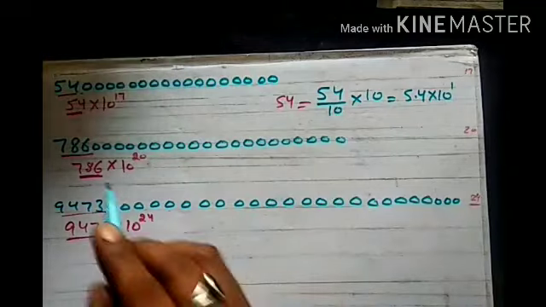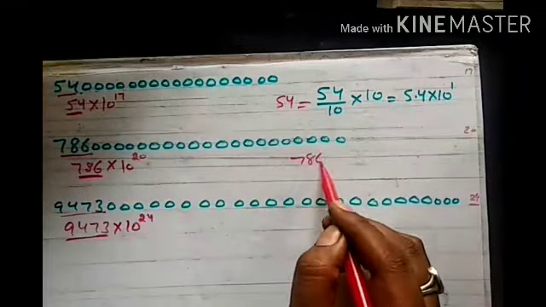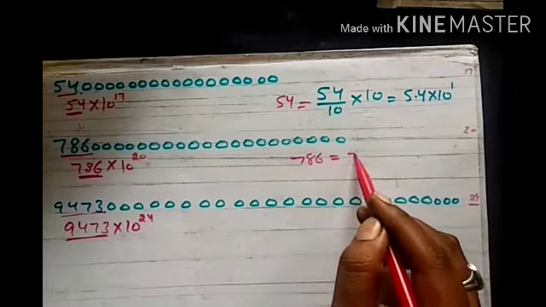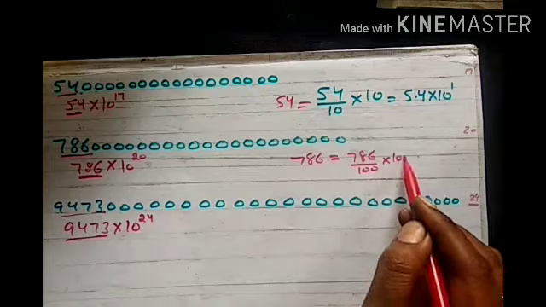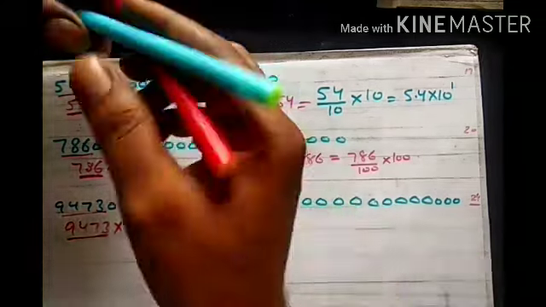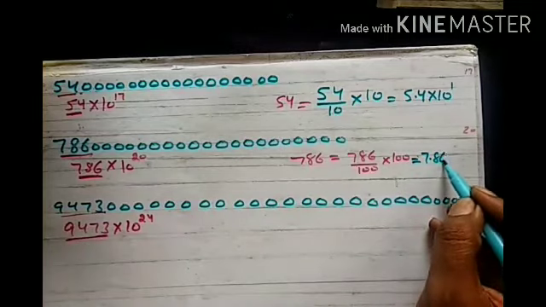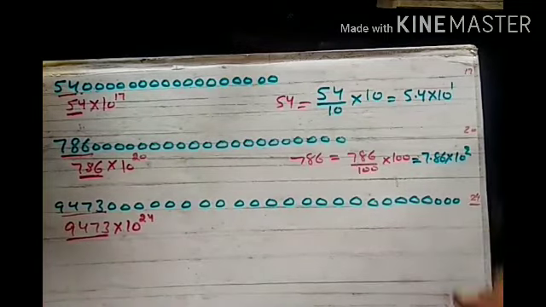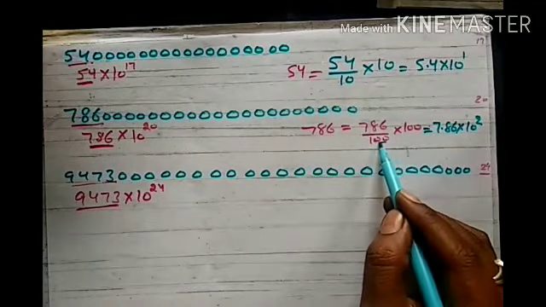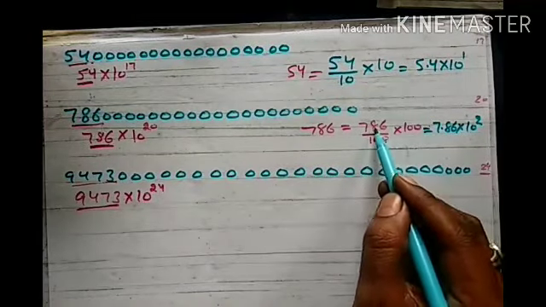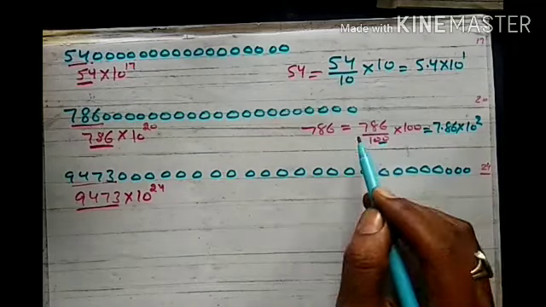Clear? In the same way, if you write 786, then you can write 786 divided by 100 multiplied by 100. Then how will you represent this? You will represent this as 7.86 multiplied by 10 power 2. Clear? Because two zeros are here, therefore you will count from the right and place the decimal after 2 digits.